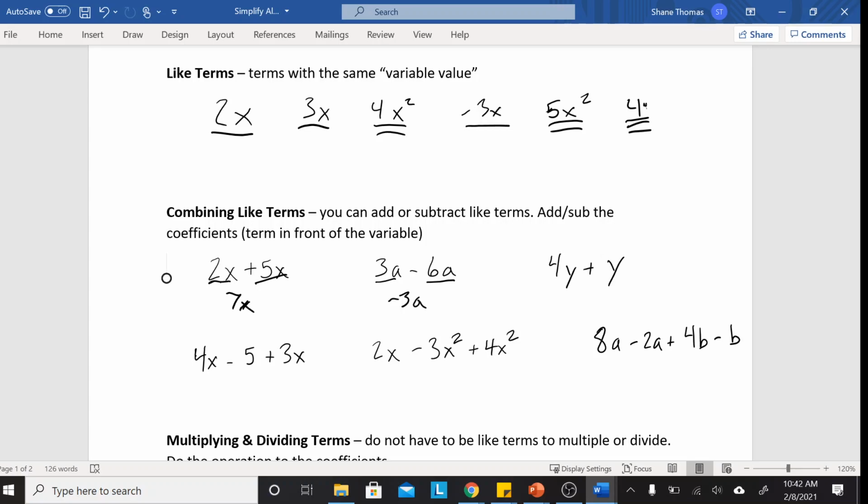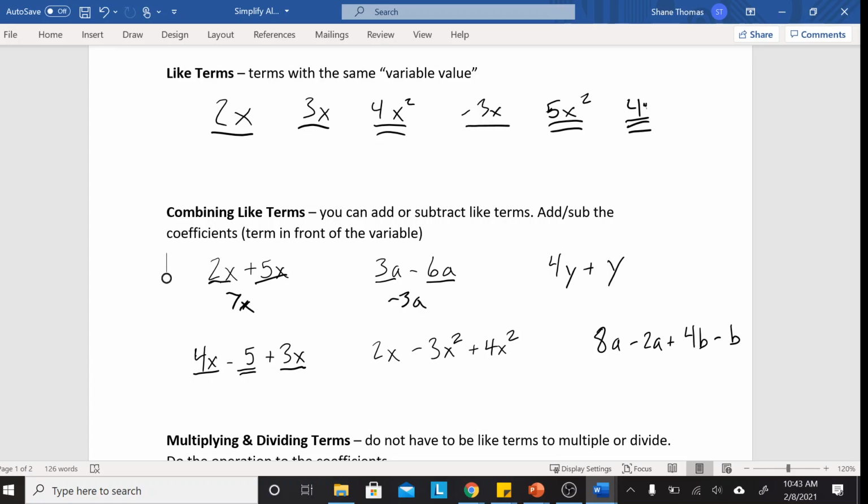4x minus 5 plus 3x. So this one here, we have multiple terms. Obviously, everything here is not like terms. I have some x's, then I have a single 5. What I like to do for these ones is I like to go through and underline first. So 4x and 3x, those are like terms. And then this guy's by itself, so I'm going to put a double underline under that. If there was something else, I'd put a triple underline under it. And that just helps me see what I need to combine together.